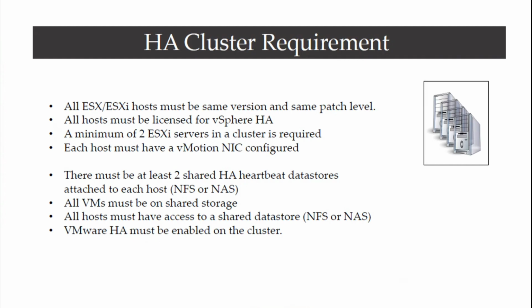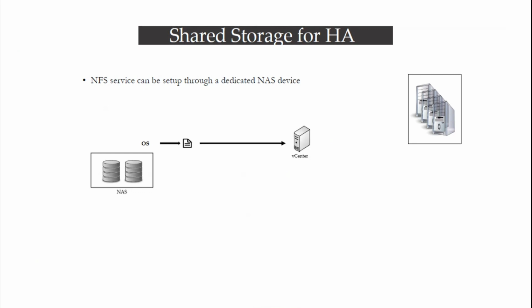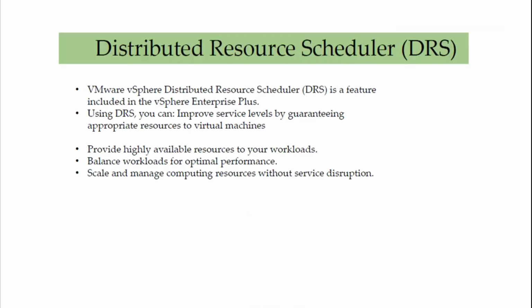So that's the HA cluster. Now, this is the shared storage I just explained to you. You create a NAS, you create shared drives, and you install the OS on it, and then create a data store, and then share it within the vCenter. So that's how you create a shared storage for the HA.